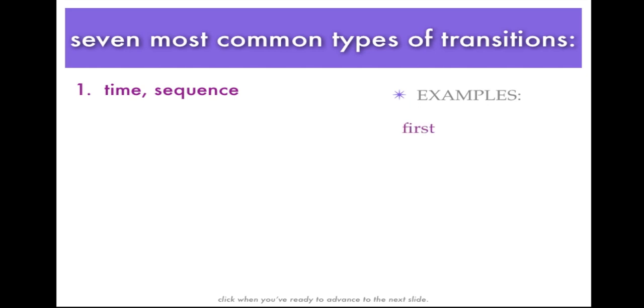Time and sequence is everything having to do with time. First, next, later, last, finally. All the words having to do with time and an order of something. First you do this, next you do this, last you do this, etc.